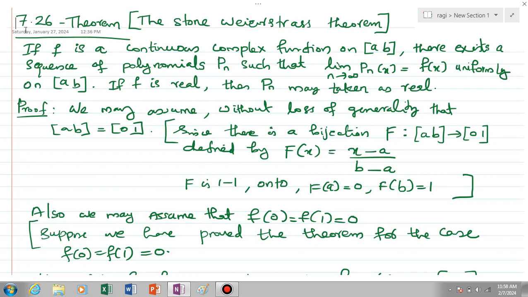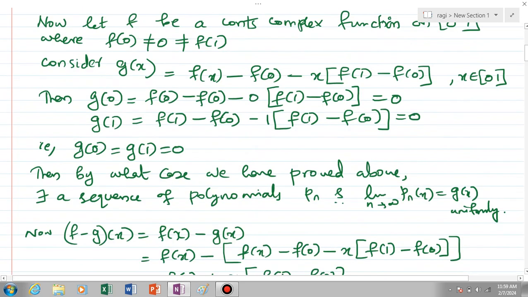Also, we are going to assume that f of 0 is equal to 0 and f of 1 is equal to 0. That is, the images of the endpoints are equal to 0. Why are we assuming this? The reason is that, suppose we have proven the theorem for the case f of 0 equal to f of 1 equal to 0. Then we can consider the general case.